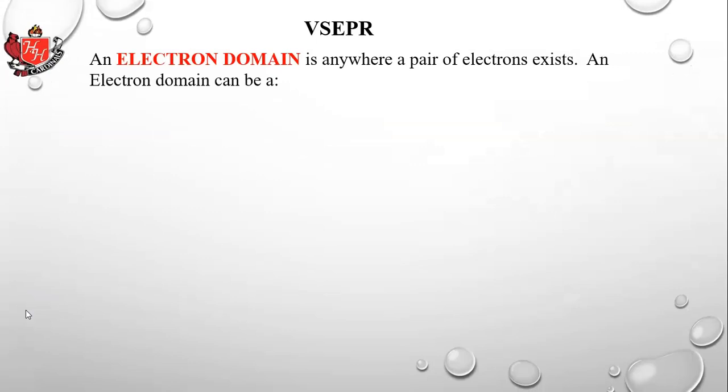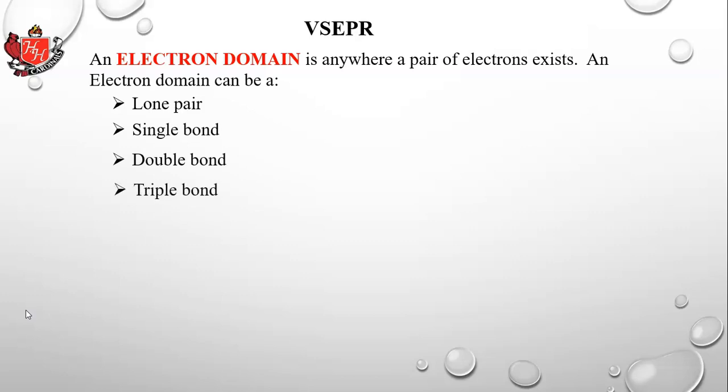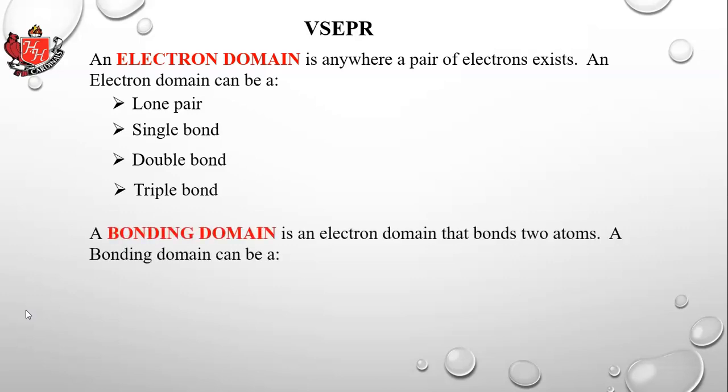So an electron domain is anywhere a pair of electrons exists. An electron domain can be either a lone pair, a single bond, a double bond, or a triple bond. Any of those is one electron domain. A bonding domain is an electron domain that bonds two atoms. A bonding domain can be a single bond, double bond, or triple bond, anything but a lone pair. So any one of those is one bonding domain.